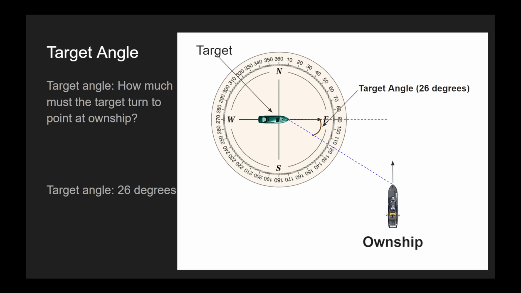Now let us look at how to find the target angle of a vessel. Here the black vessel is the own ship and the green vessel is the target vessel. Now if we draw an imaginary line at the target vessel heading, which is denoted by the red dotted line, and also we imagine a line from the target vessel to the own ship, which is denoted by the blue line, the target angle is the difference between the two lines, denoted by brown. Here, in this scenario, the target angle is 30 degrees.